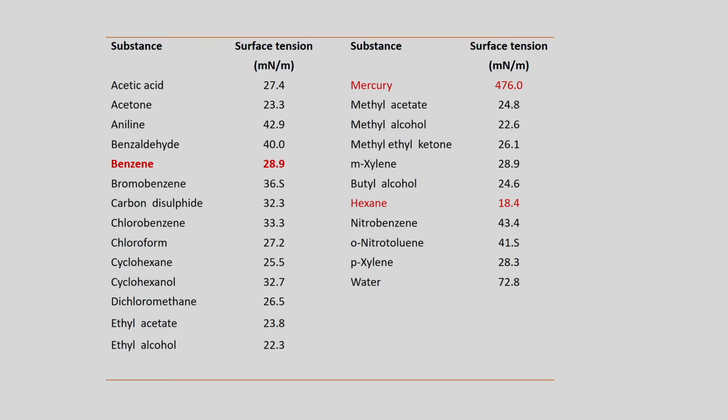So, let us see what are the different surface tension values we have for acetic acid, acetone, aniline, benzaldehyde, benzene. Now, you see some values: benzene surface tension is 28.9, hexane is 18.4, mercury is 476. So, if you see, benzene at 28.9 is comparable with acetic acid, so not much energy is required to increase the surface energy.